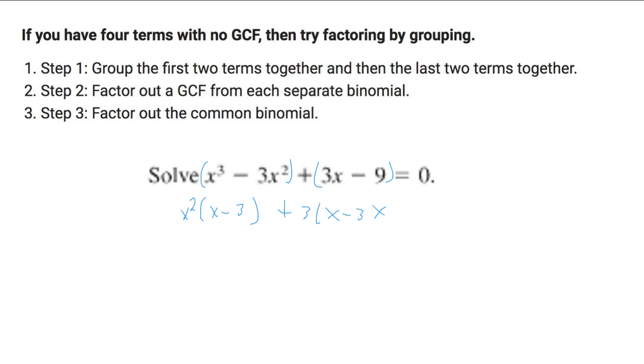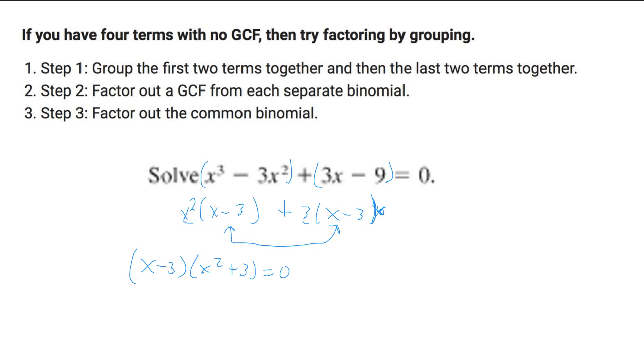Now, this only works if these 2 parentheses are exactly the same. When we factor out a term, if those parentheses are not the same, then it doesn't work. But this time they happen to be the same thing, so I'm going to factor out the x minus 3 because they're the same in both sets, and I'm left with x squared plus 3 is equal to 0. I'm not done yet. I've just factored it.